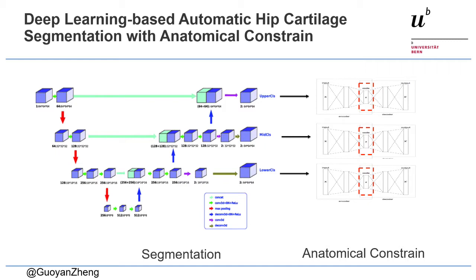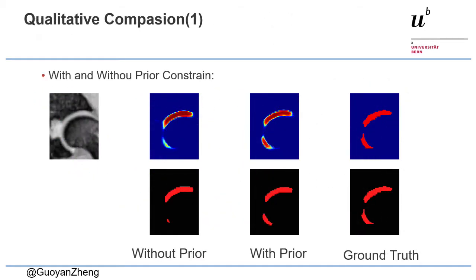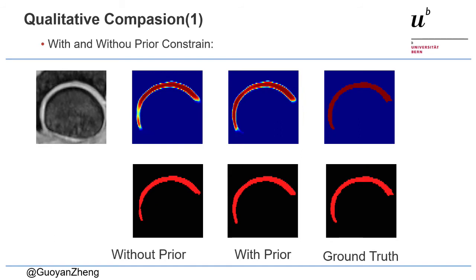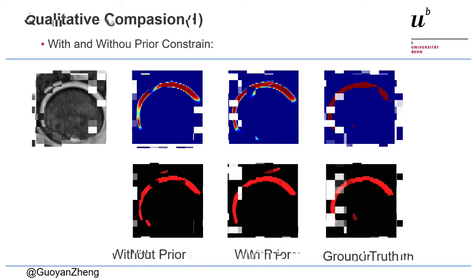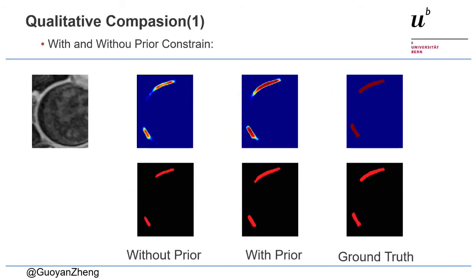This one is more or less like the last one I presented, but here we put in the anatomical constraint. Here we show with and without the anatomical constraint, compared to ground truth. This is the input data. Without the anatomical constraint, you see some errors, while with the constraint, we get much closer to the ground truth. This is another example, and another one.